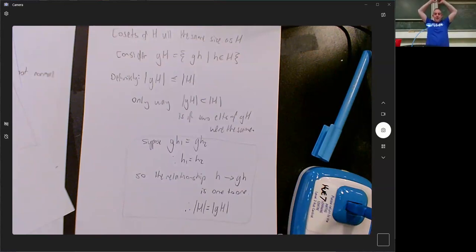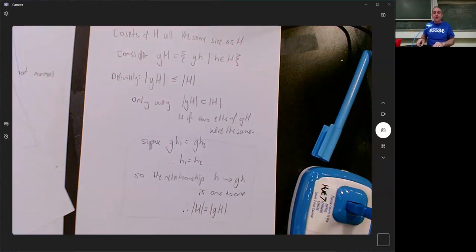Woo! Okay, cool. So since the cosets are all the same size and they partition the entire of G, therefore G must be made of several sets of things that are all the same size, and so therefore that number must divide into the size of G. Yay, beautiful.